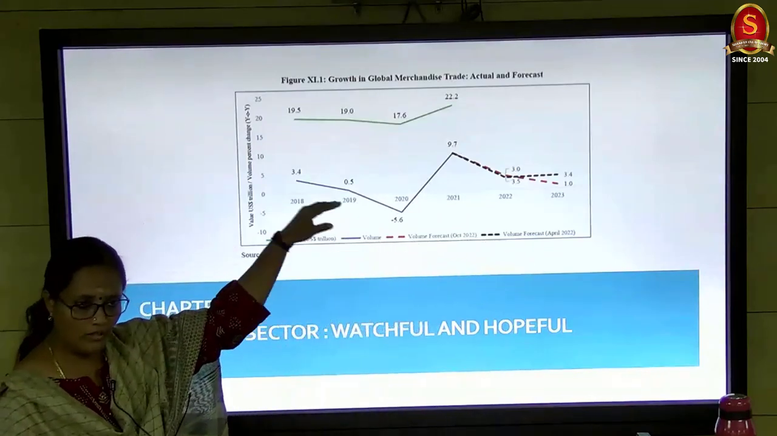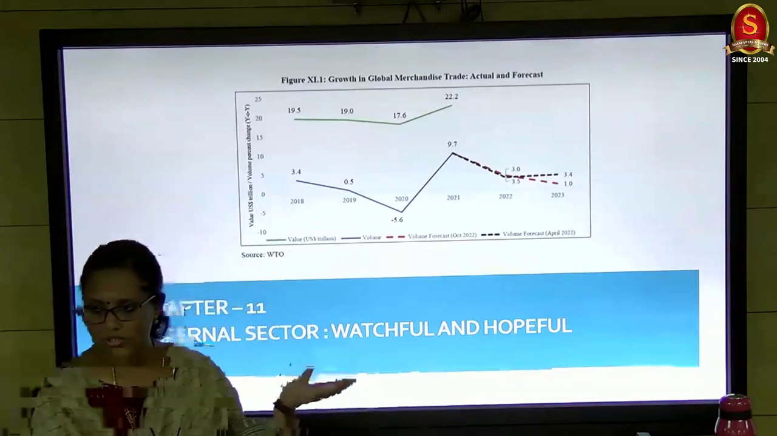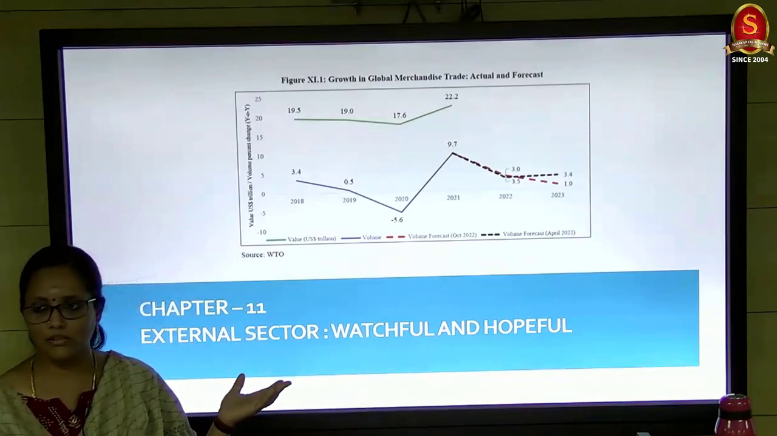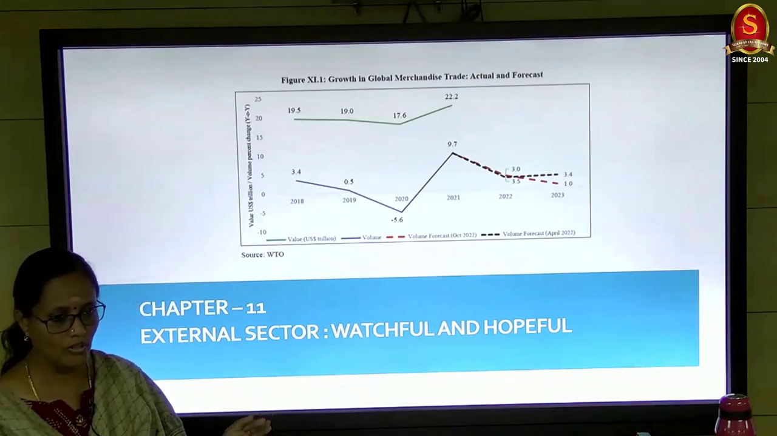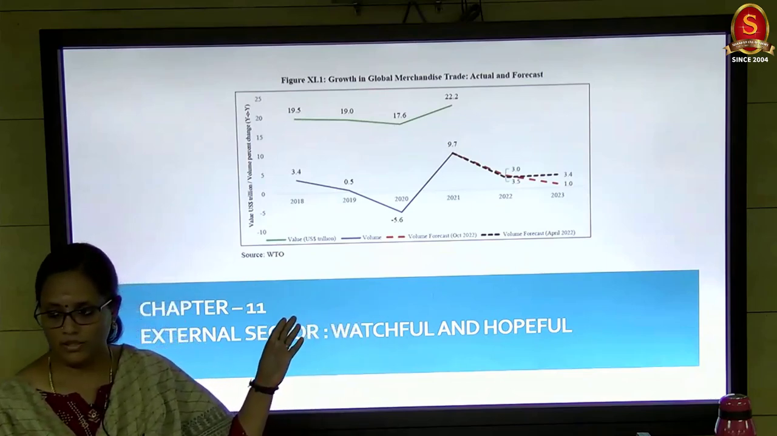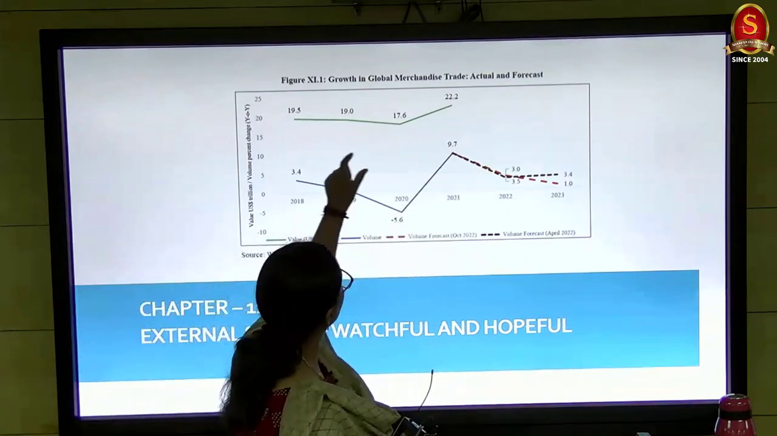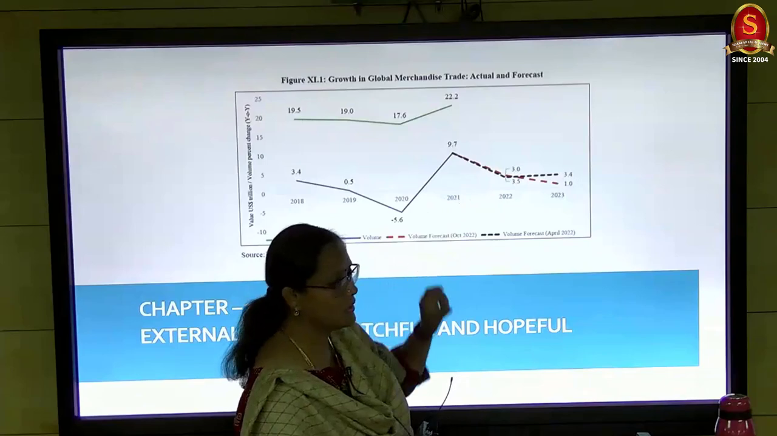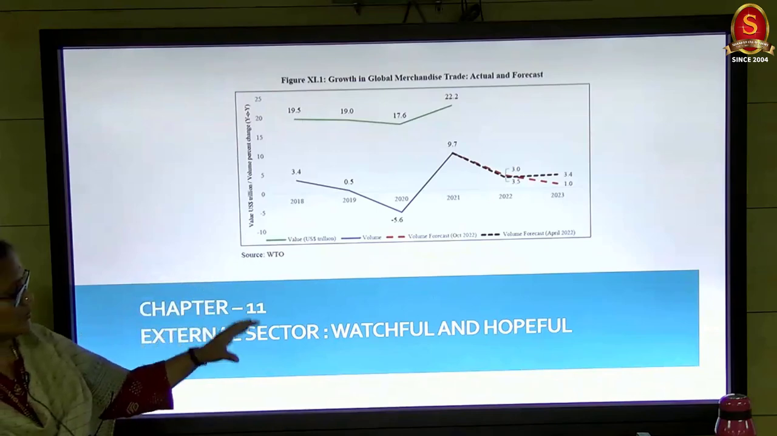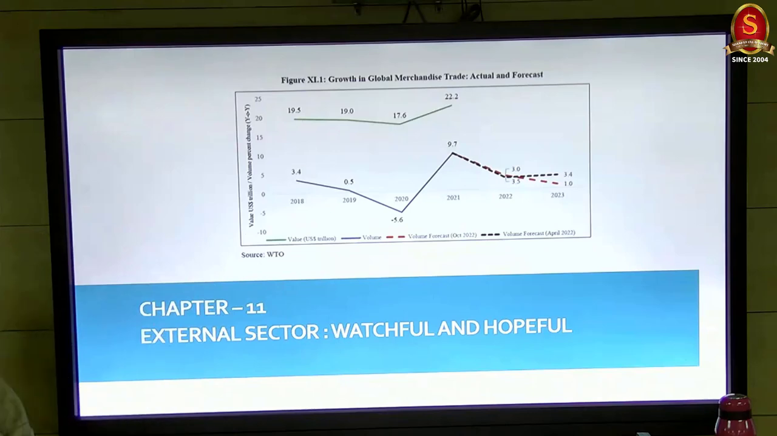Right. So we saw the inflationary condition. We saw the monetary tightening happening at different locations and countries. Therefore, there was already a warning given that everything will slow down in terms of growth. The growth slowing down is also being extended to trade. So they are giving a very low level of growth, somewhere between 3 to 3.5%. This is the World Trade Organization's projection. We have to be watchful, but slowly we have to become hopeful. That's what they want to convey.